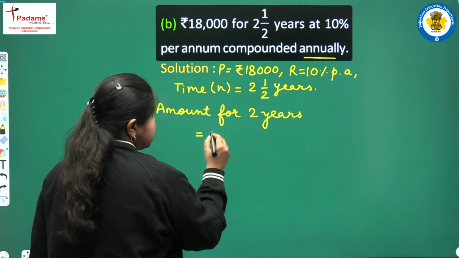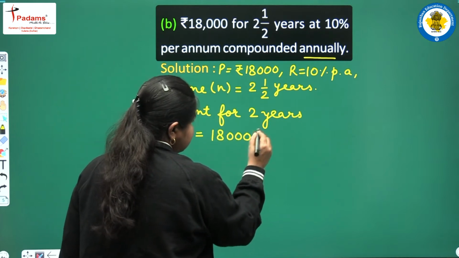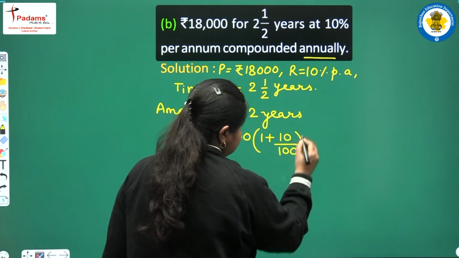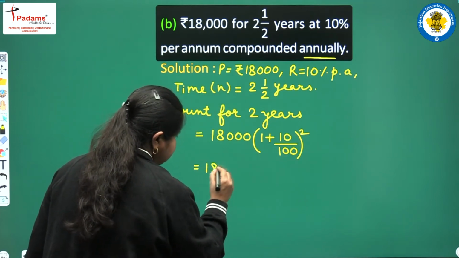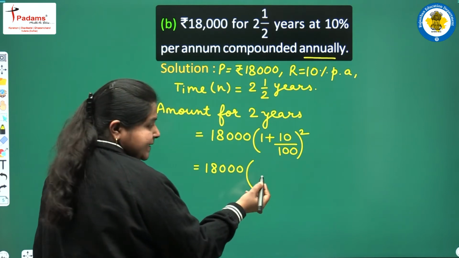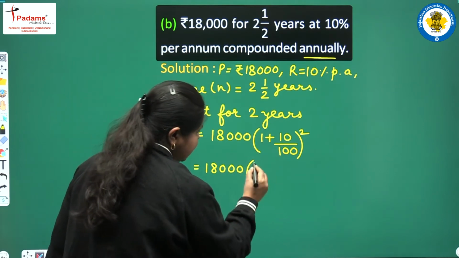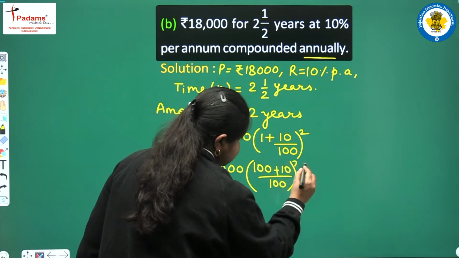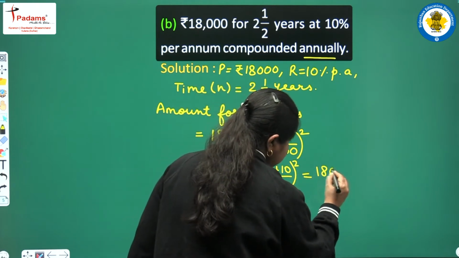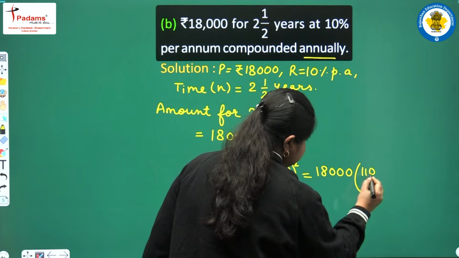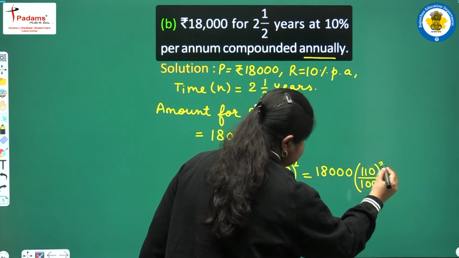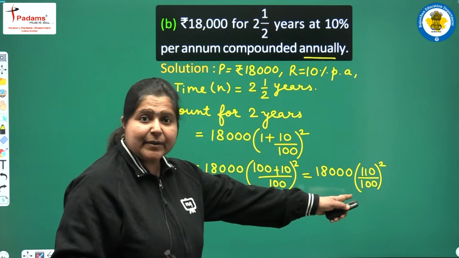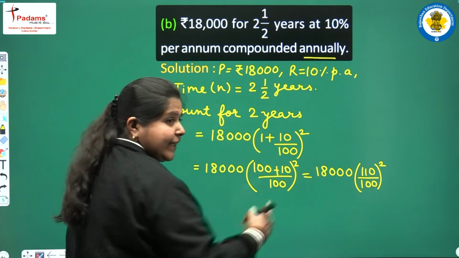Obviously it will be principal which is 18,000 into 1 plus r which is 10 here upon 100 raised to power 2. This will be 18,000 into, here again we add by taking the LCM. 100 ones are 100 plus 10 and below the LCM is 100 whole square. This gives us 18,000 into 110 upon 100 raised to power 2. So you can see that the rate gets added to 100 and we can write it directly like this, and next time we will do this step directly.